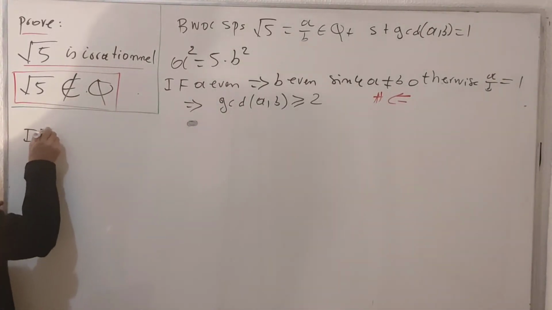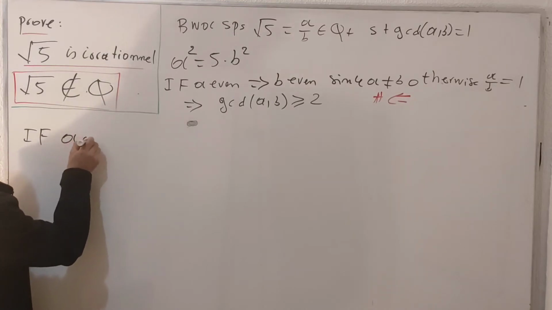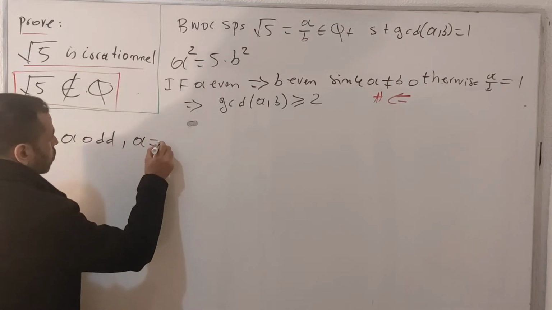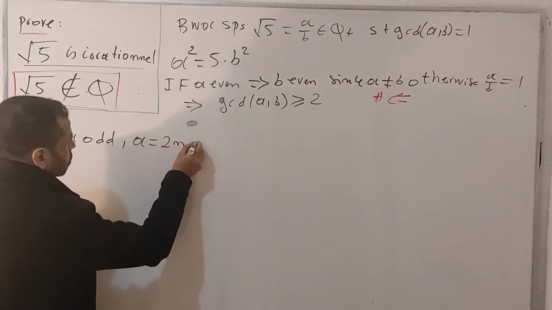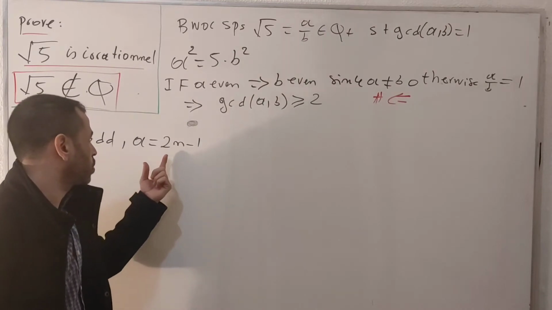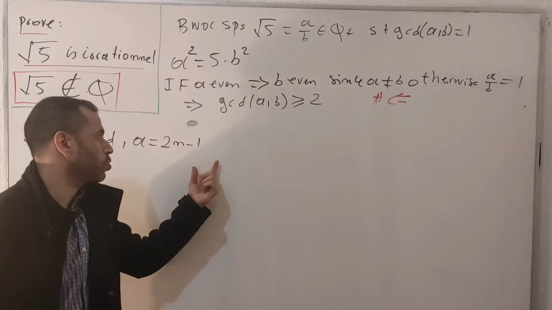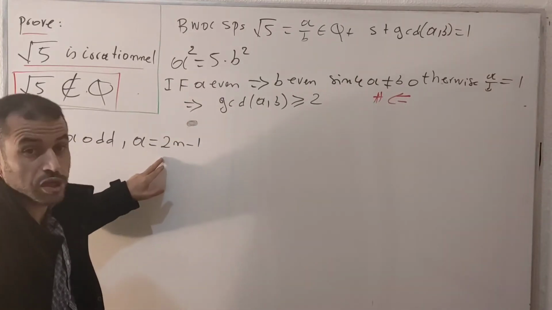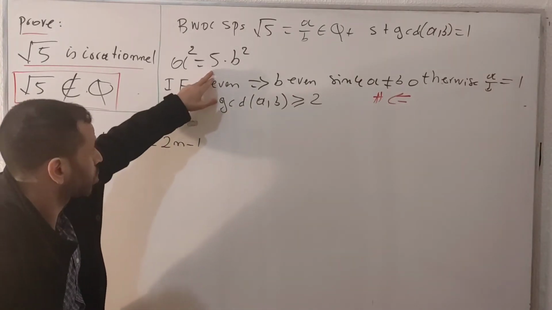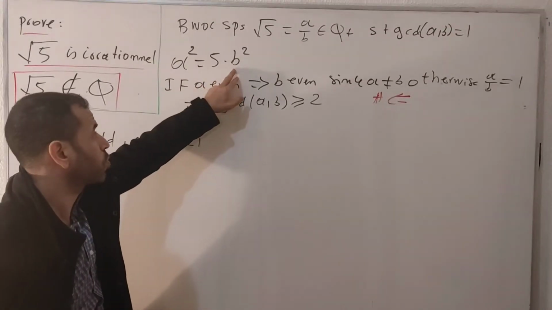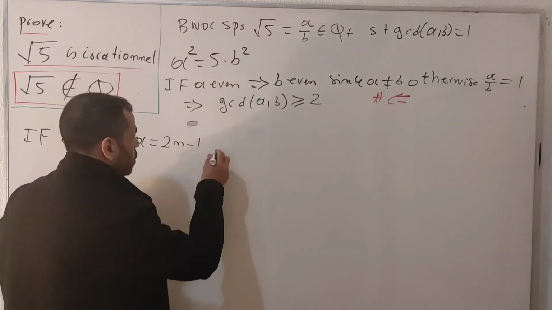If a is odd, that means a can be written in the form 2n minus 1. You can write this in two different forms, 2n minus 1 or 2n plus 1. Both are correct. Since a is odd, a squared is odd. That means the right hand side of this equation must be odd. Since 5 is odd, b squared must also be odd. In other words, b is odd.